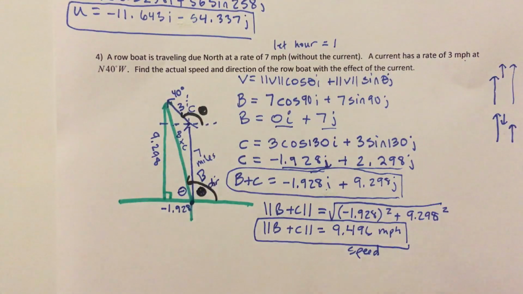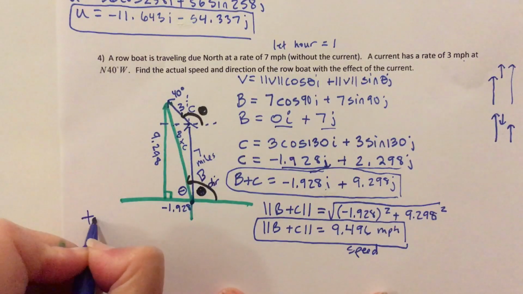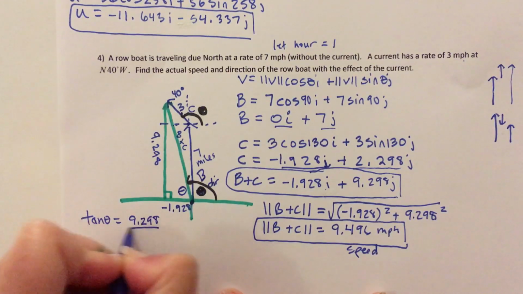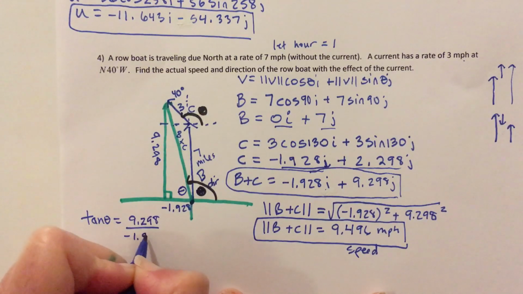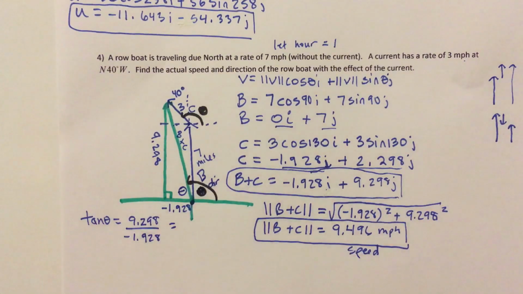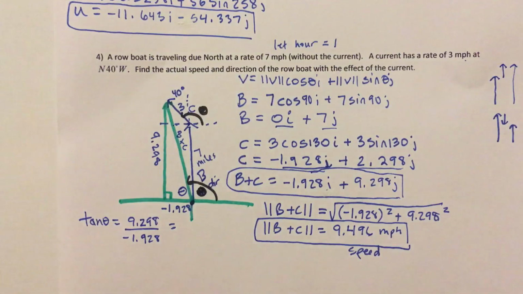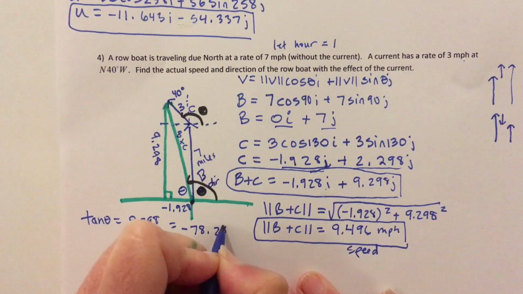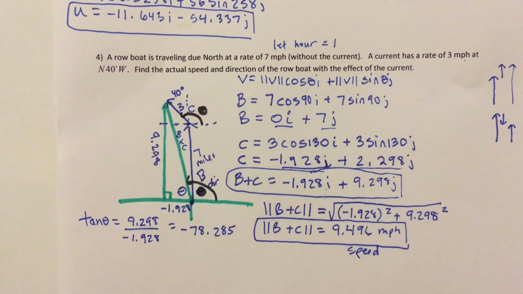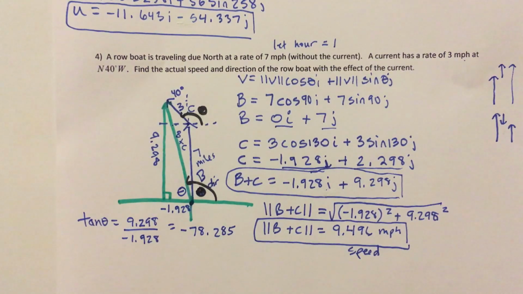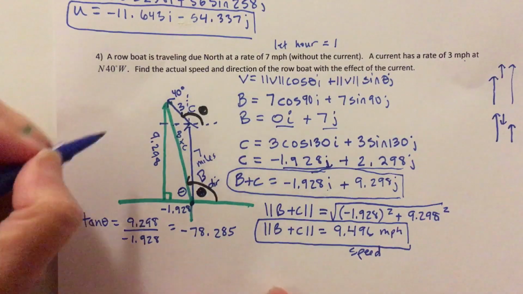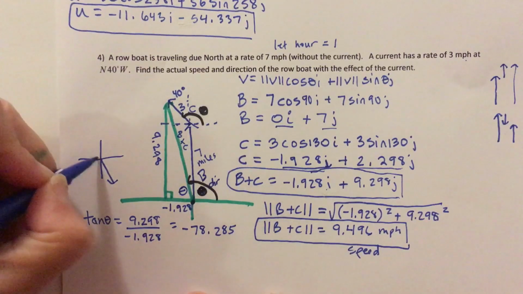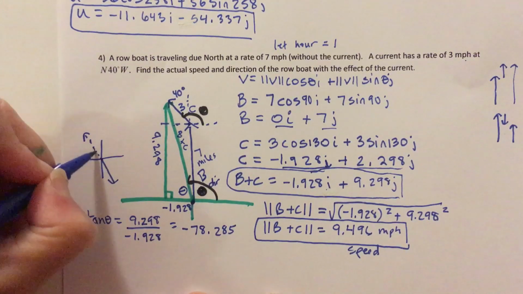Okay, so to find theta, we're going to use tangent. So the tangent of our angle equals 9.298 over negative 1.928. Just do tan inverse in your calculator. And the calculator gives you negative 78.285. But of course you can't trust your calculator. There's two ways to think about this. If you were to draw this out, negative 78 would be here, which obviously is not where our vector is. Our vector is here.